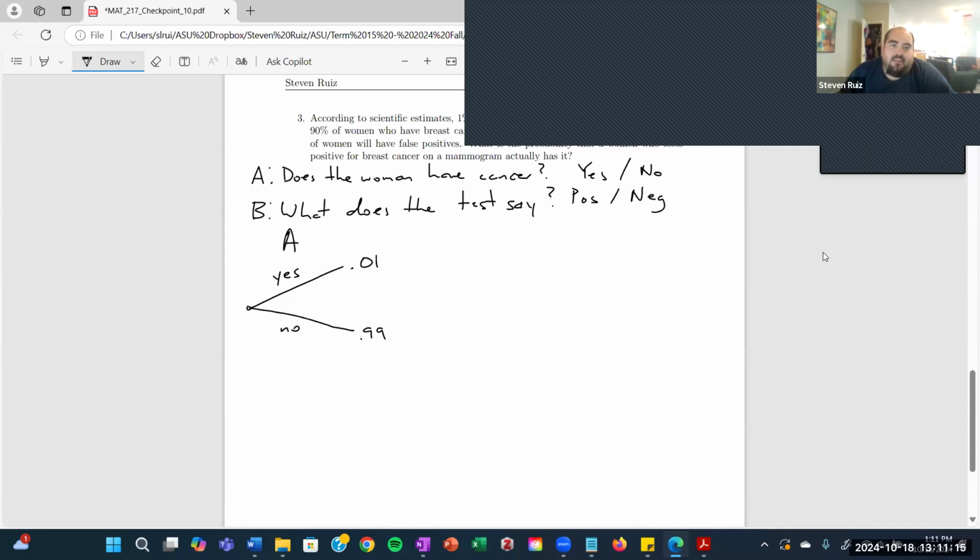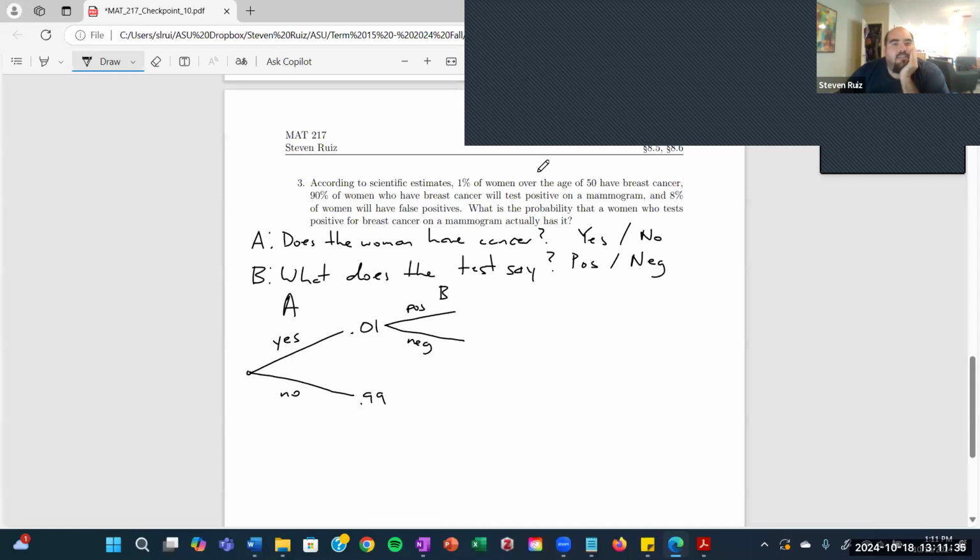So this is A. B is all about what a mammogram indicates. So this is a positive. This is negative. So if a woman has cancer, what's the probability that a mammogram will bear that out? 90%. So if a woman has cancer and then they get a mammogram, the probability of a positive test is 0.9, which means the probability of a negative test is 0.1.